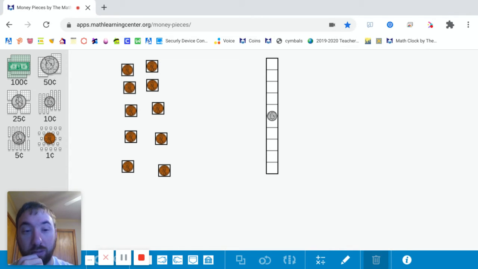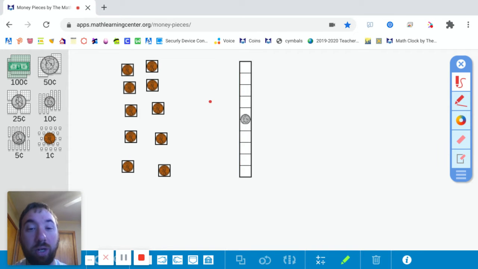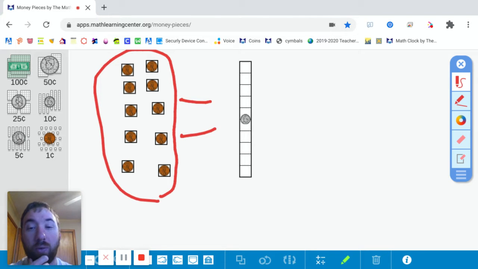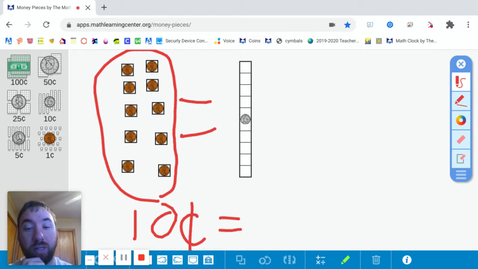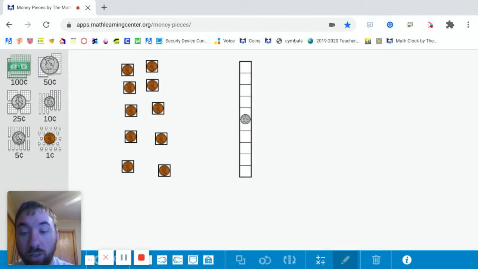There we go. So these two piles are equal. We have 10 pennies here. We have 1 dime on the other side. 10 cents and 1 dime is also 10 cents. They're the same amount. They're equal. So when we count dimes, when we count the little silver ones, we count them by tens.